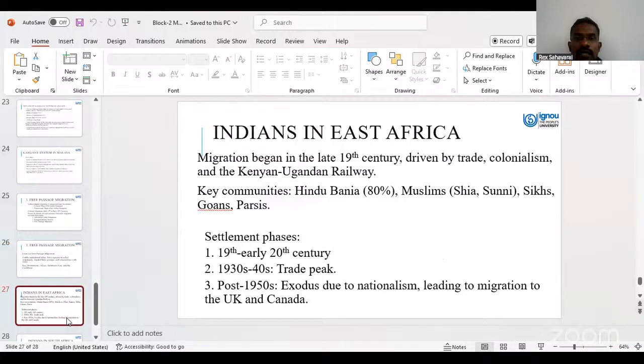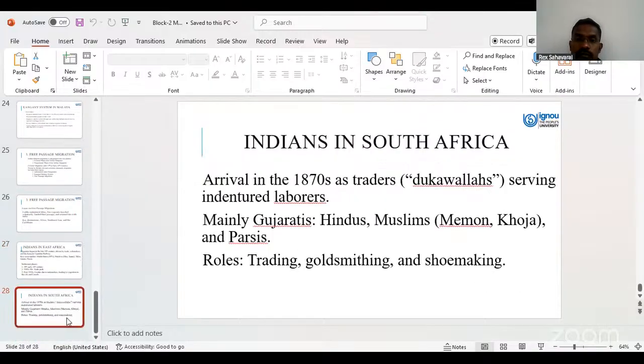Indians in East Africa: migration began in the 19th century, driven by trade, colonialism, and the Kenya-Uganda railway. Key communities like Hindu Banyas, Muslims, Sikhs, Khojas, and Parsis moved to those countries. In the settlement phases, you find a trade peak, and then nationalism led to migration to the UK and Canada after the 1940s from those East African countries.